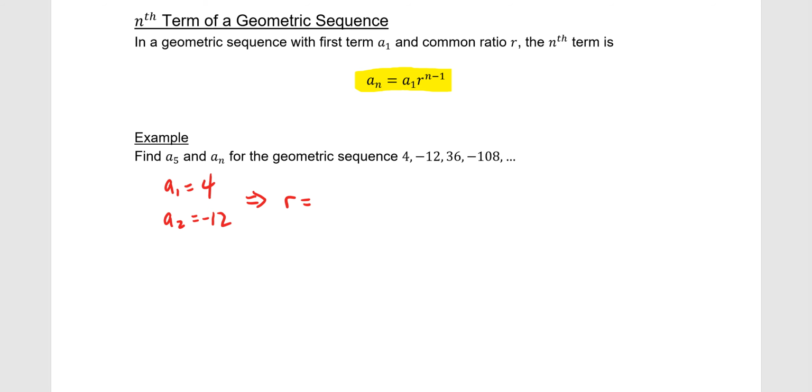r is going to be a sub n plus 1 over a sub n. In this case, let's use a sub 2 over a sub 1, and we get r equals negative 12 over 4. So our common ratio is negative 3. We keep on getting the next term by multiplying by negative 3.